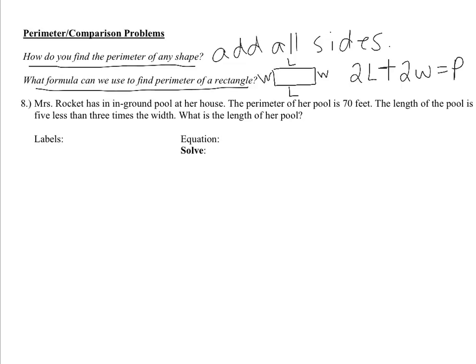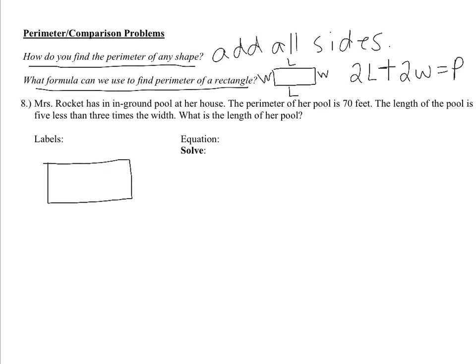All right, so now it says Mrs. Rocket has an in-ground pool at her house. The perimeter of her pool is 70 feet. The length of the pool is 5 less than 3 times the width. What is the length of her pool? So for this one, my personal opinion is whenever you're doing a perimeter question, I would draw the shape, right? So I'm going to draw this shape. Here's my pool.